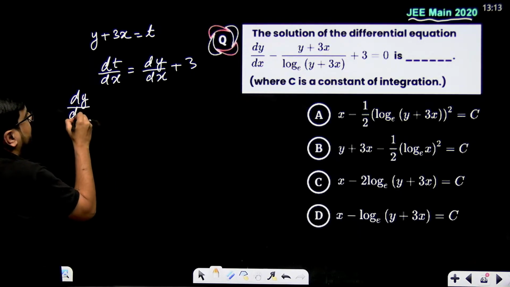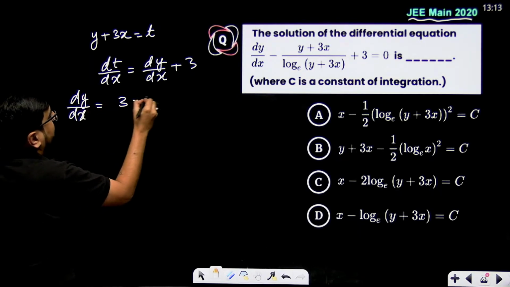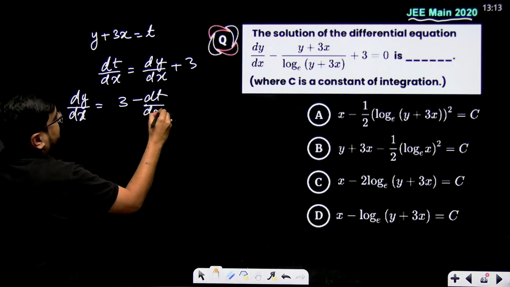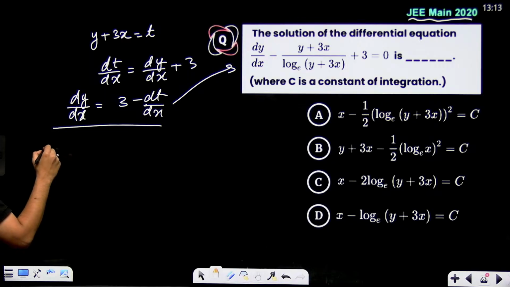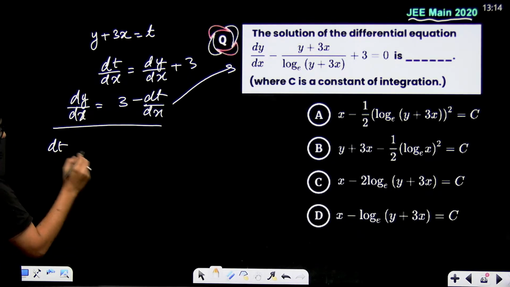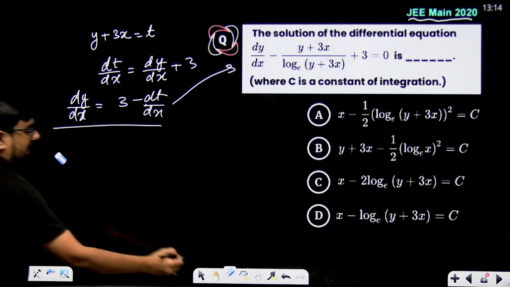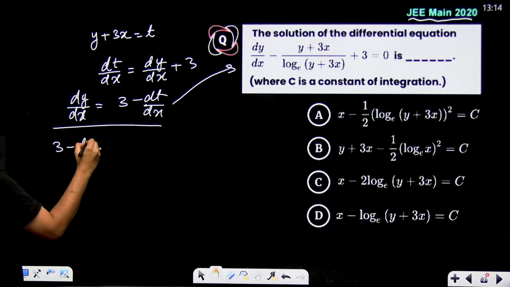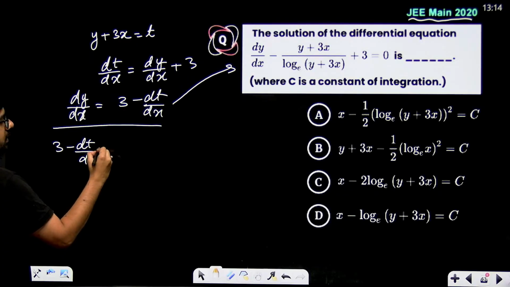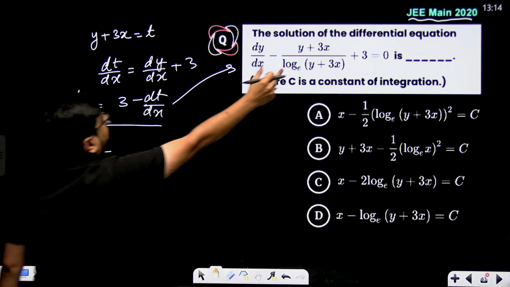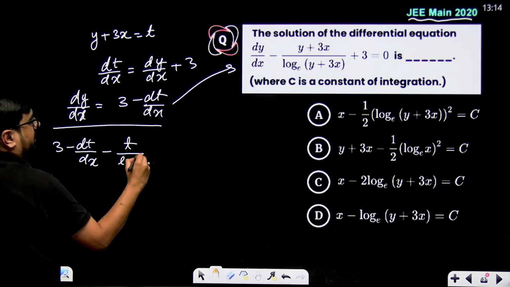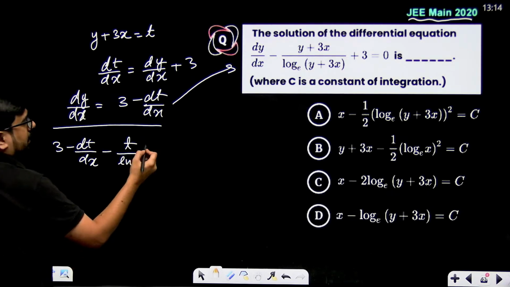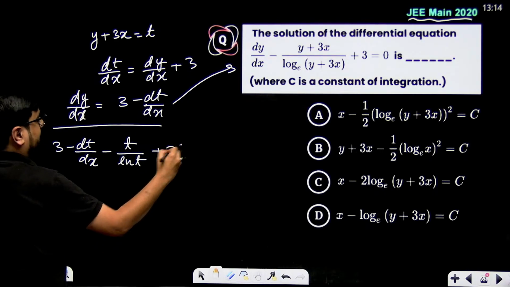What will be dy by dx? Dy by dx is going to be 3 minus dt by dx. That's what we are going to substitute in the main equation. Now what are we going to get? So dy by dx, right? So we'll have 3 minus dt by dx minus, this thing is t and this will become ln of t. So t upon ln t, plus 3 and minus 3 anyway are getting cancelled.